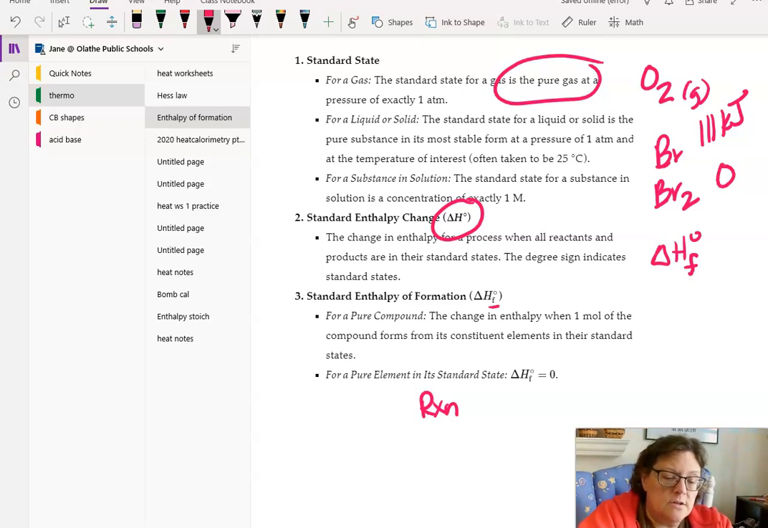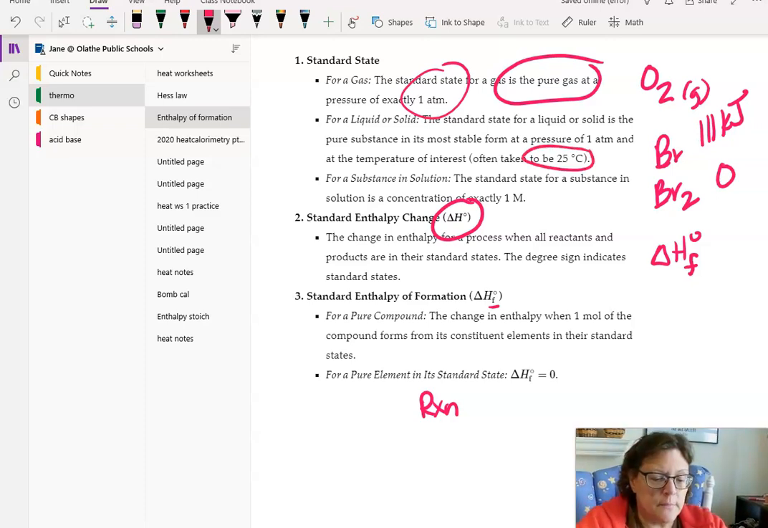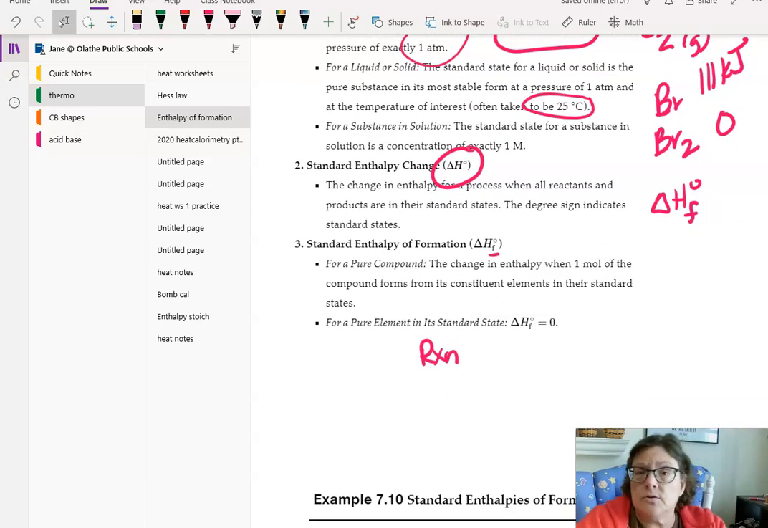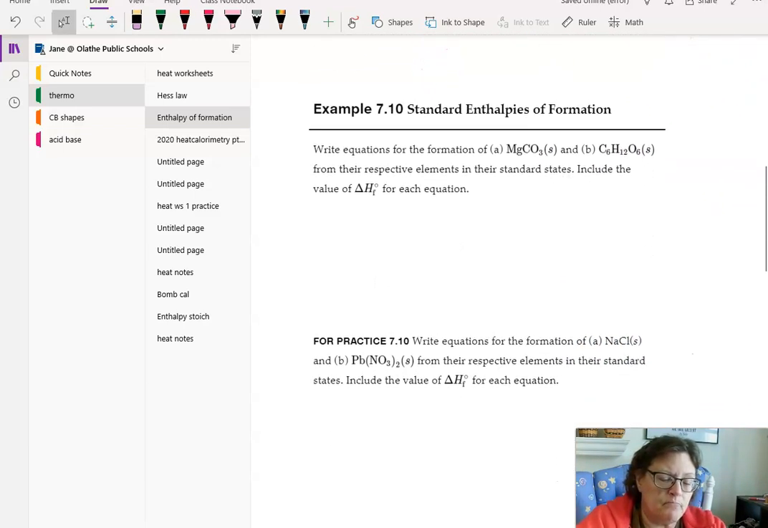So when we're talking gases, it's got to be at a pressure of 1 atmosphere. If we're talking liquids or solids, it's going to be what state they're in at room temperature, basically, which is 25 degrees Celsius. Otherwise, for compounds, we look the values up in the table.